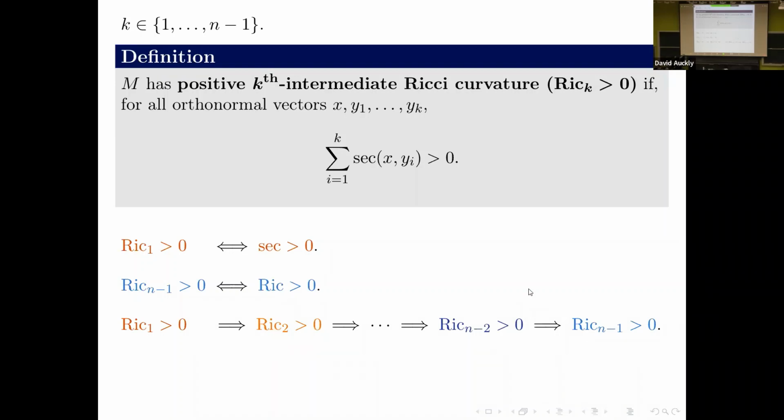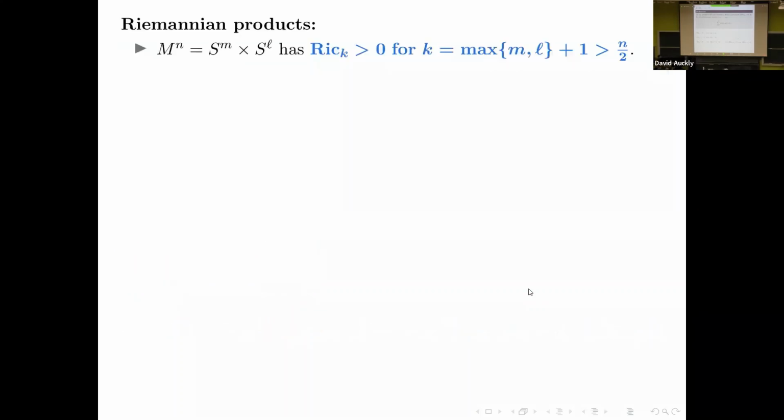If I have positive Ricci 1, it implies that Ricci 2 is positive, and that implies Ricci 3 is positive, all the way down to positive Ricci curvature. So the idea is that we have several obstructions to positive sectional curvature, and you want to see how far down this ladder, this hierarchy, they can go. And you have lots of examples of positive Ricci curvature, so you want to see how far up this ladder you can climb for those various examples. First, let me give you an overview of some examples that we have. A really easy source of examples is Riemannian products. For example, if I take a product of spheres S^m and S^l, then that is going to have Ricci k positive for k equal to the maximum of the two dimensions plus 1.